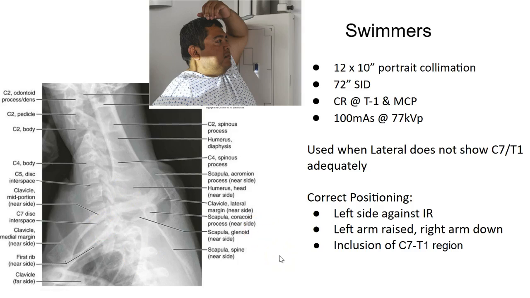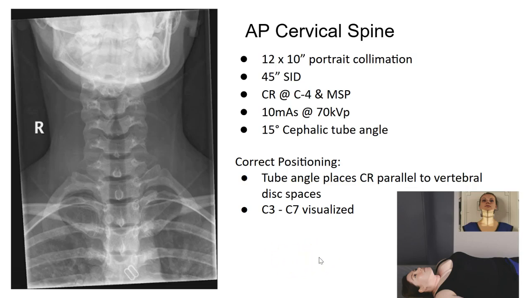Okay, good. So after the swimmers, then we're going to do the AP. So again, we're going to do our standing. You could certainly do this on the table in a trauma as well. But we're going to move into 45 inches SID this time. We're not dealing with all that OID, so we can move in and use a closer SID. Remember, our manufacturer in our lab recommends 45 inches SID, but you may be using 40 out at clinicals. You're going to keep that 12 by 10 portrait collimation, and you're going to center again at C4 and mid-sagittal plane. So if you look at this picture here, we're kind of looking for that Adam's apple region for C4.